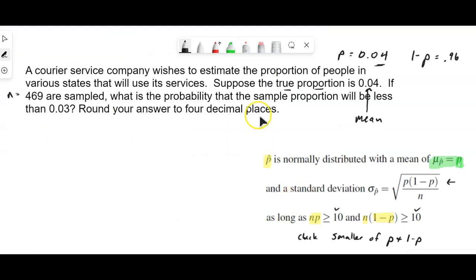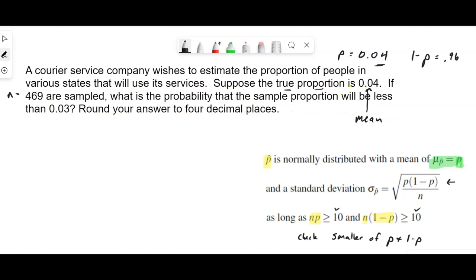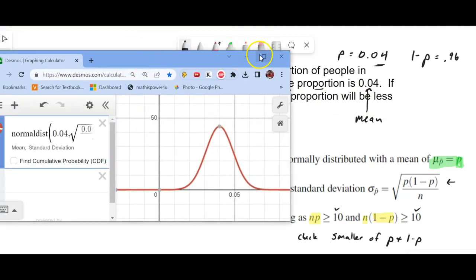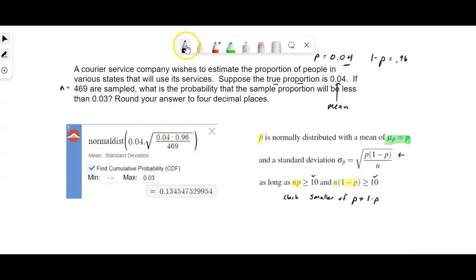And then it says, what's the probability the sample proportion will be less than 0.03? We just are going to check this box, put 0.03 in there, and then there is our probability, that area. It says to round this to 4 places, so there's the 4th decimal place. The next number is 4, so this would be 0.1345 is my probability.